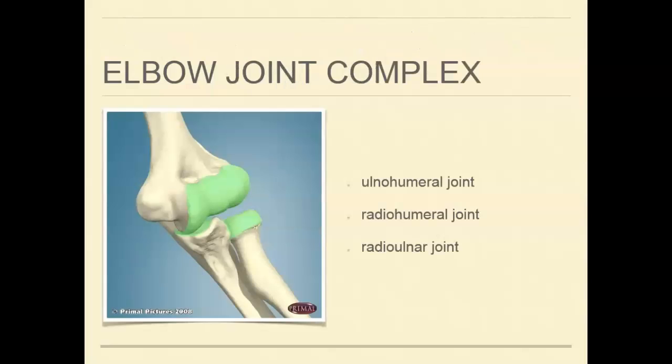The elbow complex is made up of three joints: the ulnohumeral joint, the radiohumeral joint, and the radioulnar joint. Even though the distal radioulnar joint is not really part of the elbow complex, we will discuss it here as it is functionally related. Over the next few slides, I will go through a review of the types of joints, the joint surfaces, and the corresponding glides that we will use in treatment.